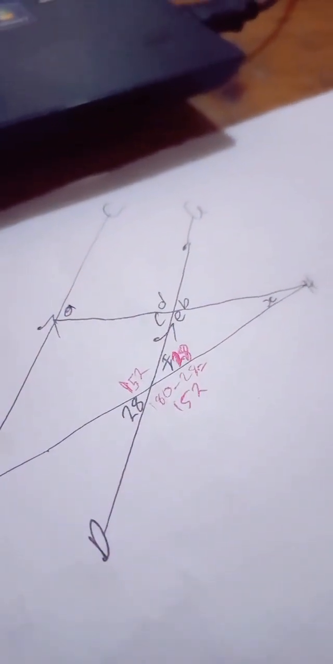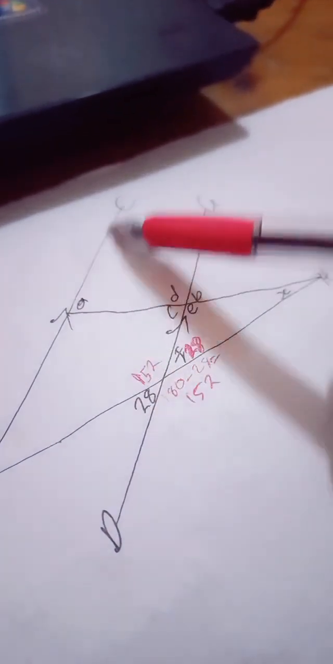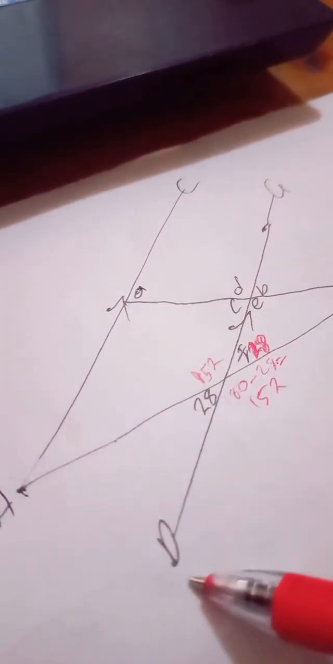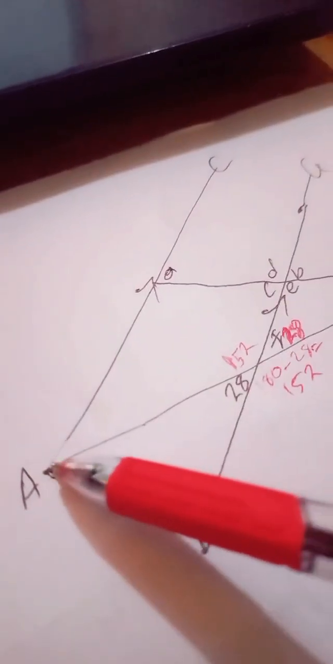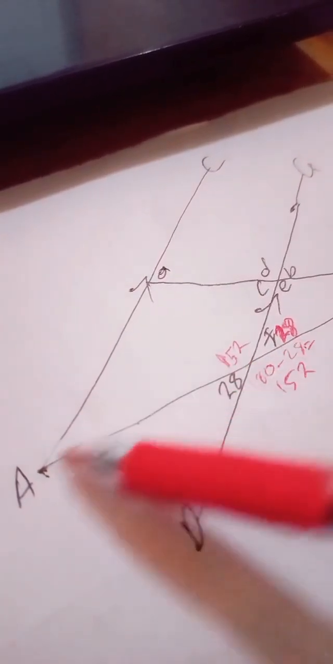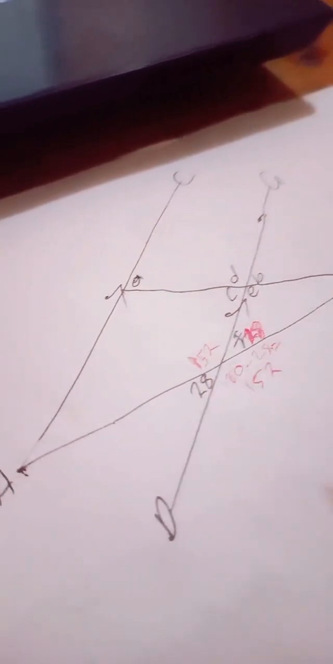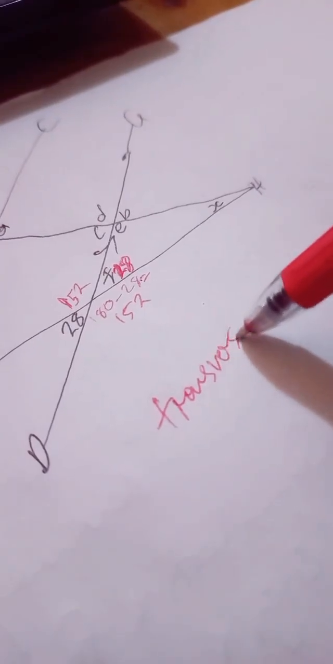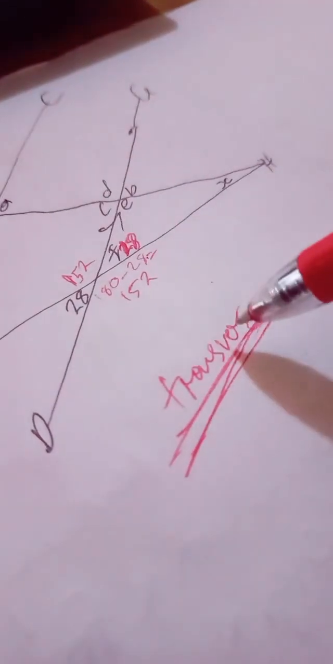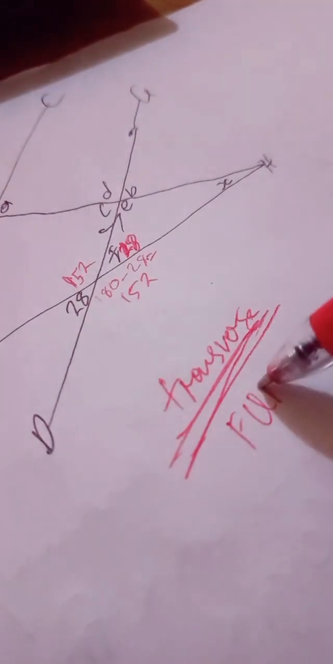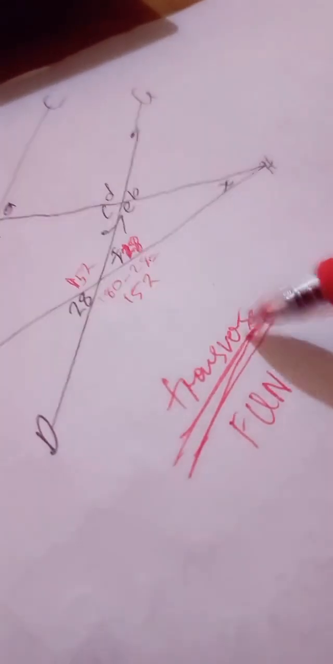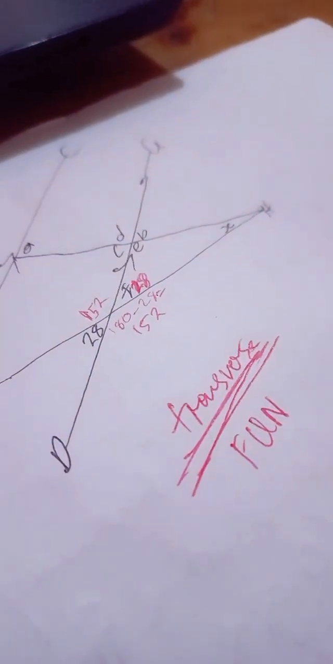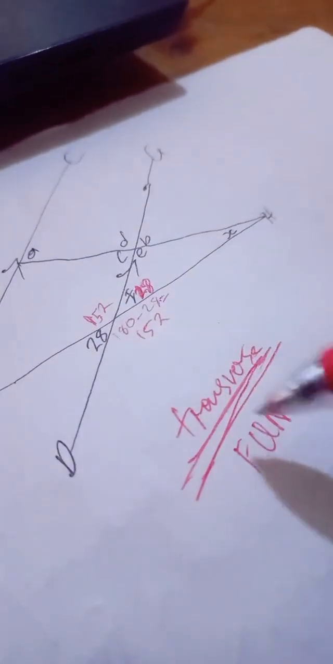Right? From there, remember these are parallel lines. The moment these are parallel lines, it means here we have a transversal line. The moment you see a transversal, that's when you use F, A, N. A transversal is a line which joins two parallel lines. Right. So you think of F, A, N.